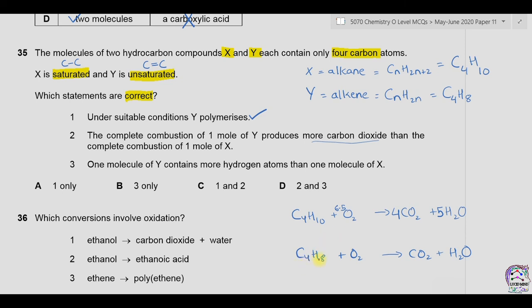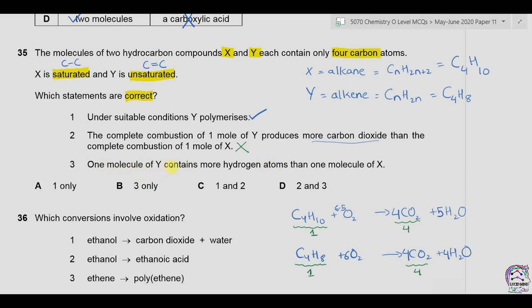For alkene we have 4 carbon atoms, so balancing carbon dioxide, 4 CO2. 8 hydrogen atoms, so we can write 4 with water, so it becomes 8 hydrogen. And we have 8 oxygen atoms in CO2 and 4 in H2O. So therefore there are 12 oxygen atoms, so we can write 6 with O2. Now according to these balanced chemical equations, we know that 1 mole of C4H10 produces 4 moles of carbon dioxide. Similarly, 1 mole of alkene C4H8 produces 4 moles of carbon dioxide. So therefore complete combustion makes an equal amount of carbon dioxide, so this is wrong.